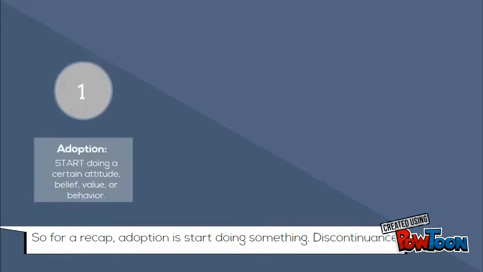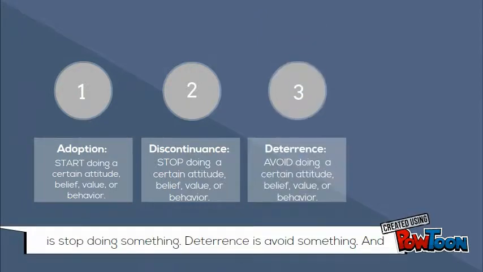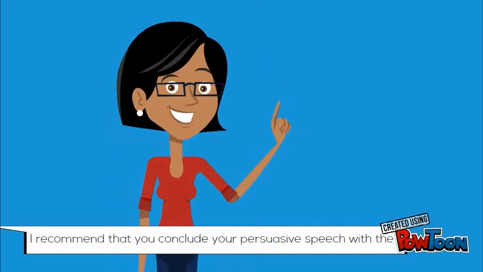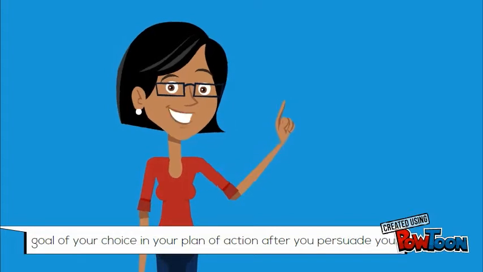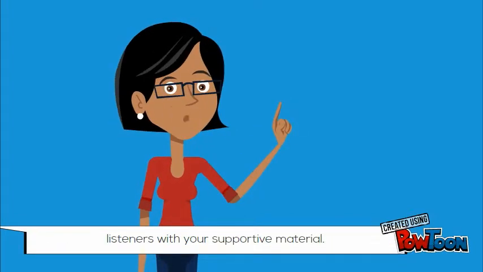So for a recap, adoption is start doing something. Discontinuance is stop doing something. Deterrence is avoid something. And continuance is continue doing something. I recommend that you conclude your persuasive speech with a goal of your choice in your plan of action after you persuade your listeners with your supportive material.